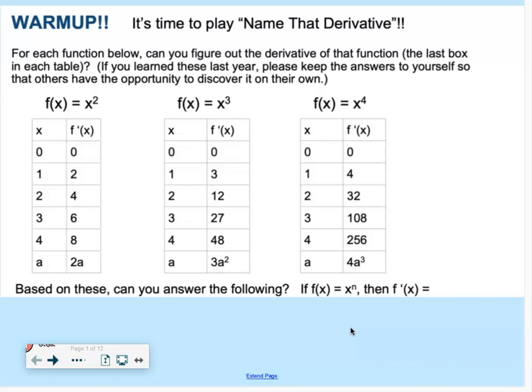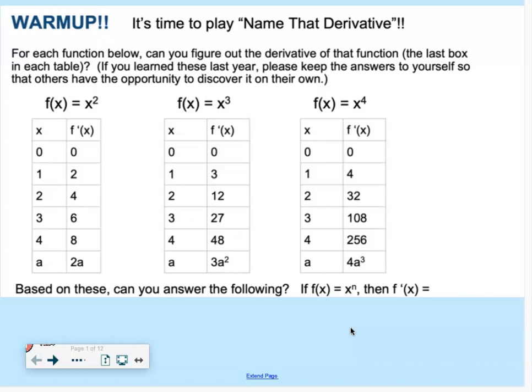Suppose y equals x cubed. Well, this one's a little harder. The derivative at x equals 1 is 3, but the derivative at x equals 2 is 12. And the derivative at x equals 3 is 27. So it's not just like 3 times. What is it? It actually ends up being 3 times the x value squared. So if we take 4 squared, we get 16. 16 times 3 is 48. So you square the x value and times it by 3.